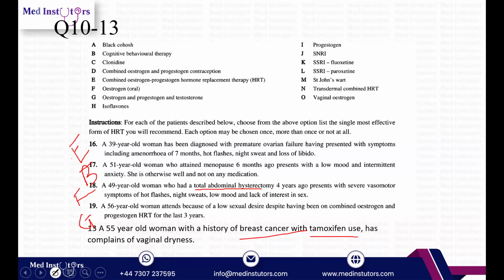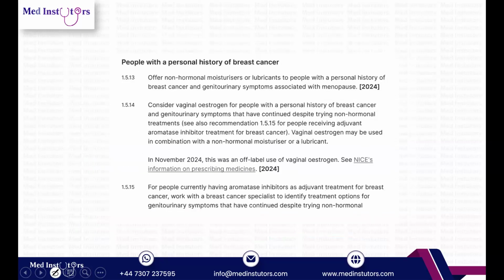Dr. Ruby, Dr. Pradeep, Dr. Sabha, you all are saying O and you all are absolutely right. We have to give vaginal estrogen. This is the only thing for the breast cancer that I want you all to see. First of all, you can work with a breast cancer specialist. So if this was an option, you can use this also. Otherwise, we can give vaginal estrogen, which may be used in combination with a non-hormonal moisturizer or a lubricant.